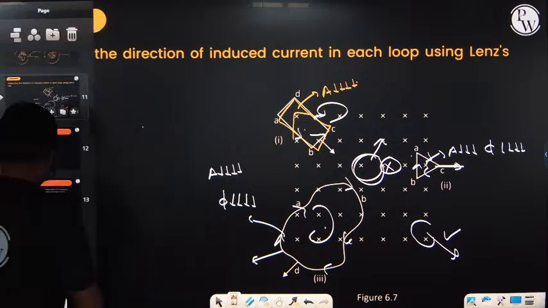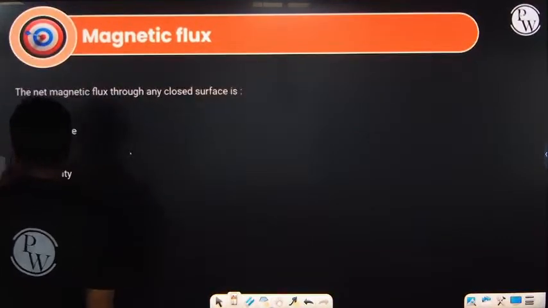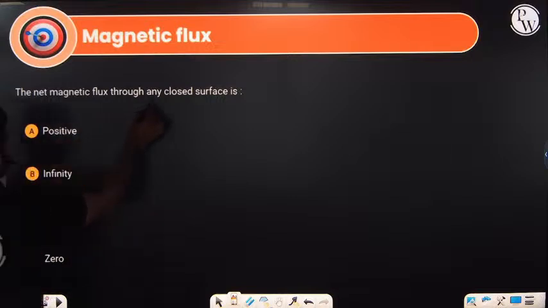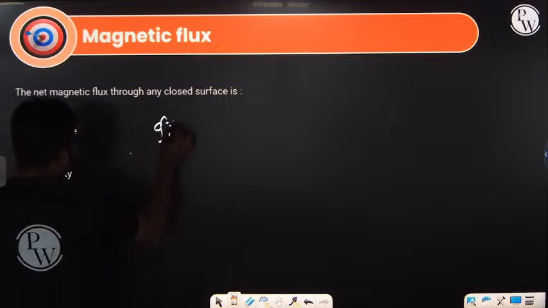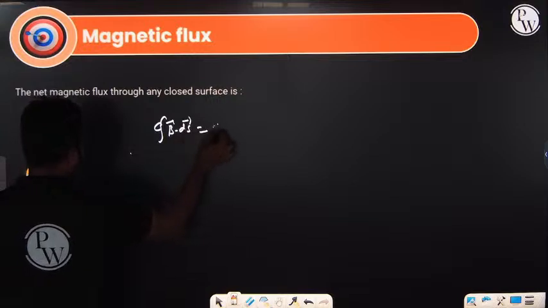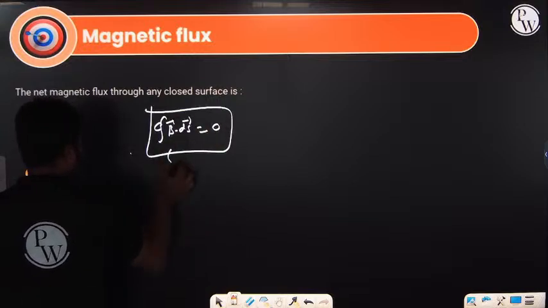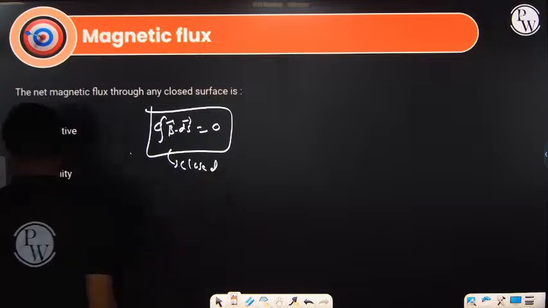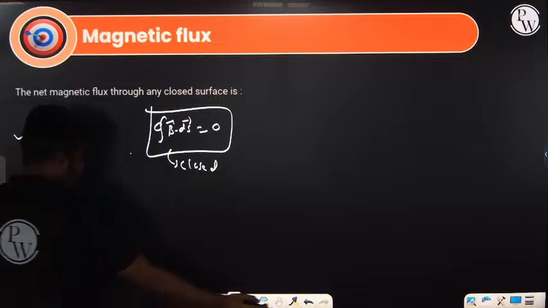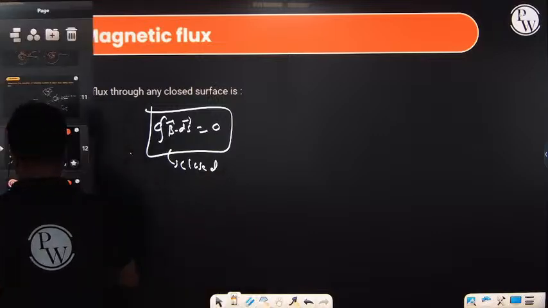So let's solve some of the basic questions from this. Starting from magnetic flux: the net magnetic flux through any closed surface is 0. The integration of B dot dS equals 0. This is for any closed surface. We will discuss Gauss law of magnetism. So the answer will be option D.